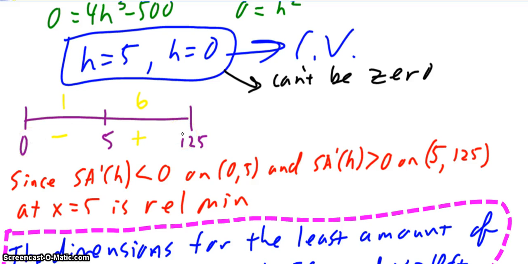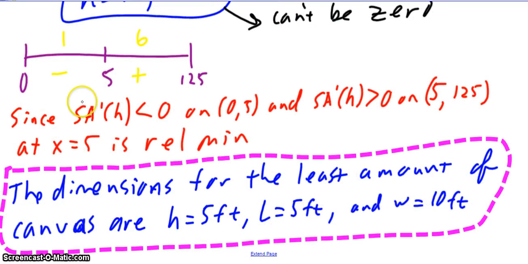In this case it actually won't make a difference, but I just want to keep that in mind. So I see that this is going to be a minimum because it's decreasing, then increasing. So since A prime of h is less than 0 on 0 to 5, and A prime of h is greater than 0 on 5 to 125, at h equals 5 is a relative min. So that's how, once I know this, and I'm sorry, this should be an h, not an x. So let's change that to an h.